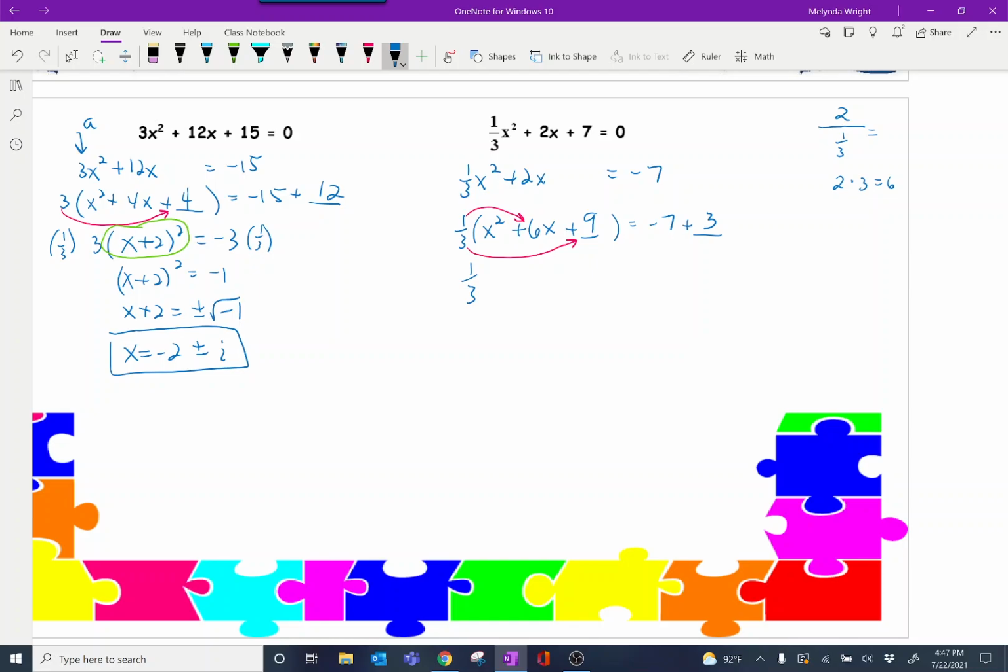So now we're going to factor, so that's x plus 3 squared equals, was that negative 4? Then we multiply both sides by 1 over a, or basically we're getting rid of a. So I have x plus 3 squared equals negative 12. We square root both sides.